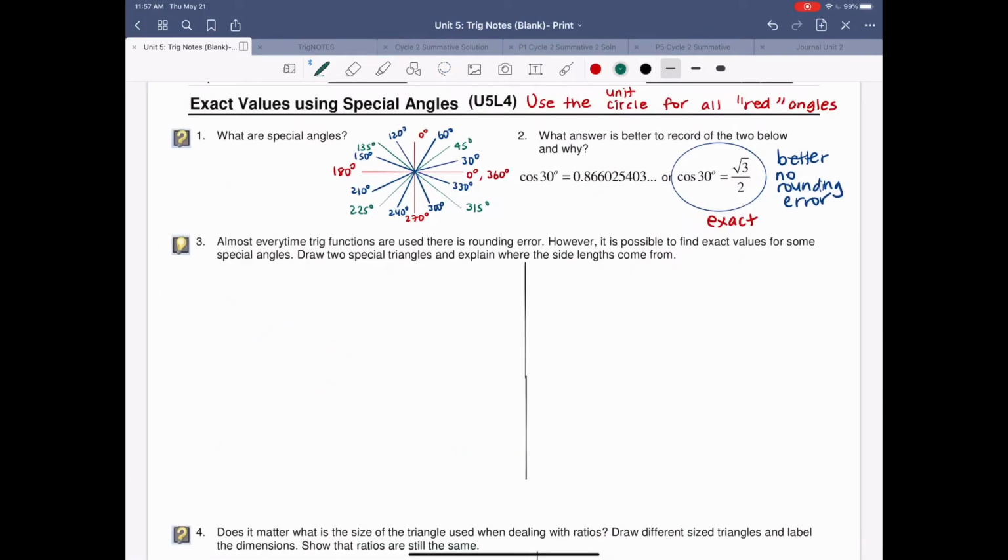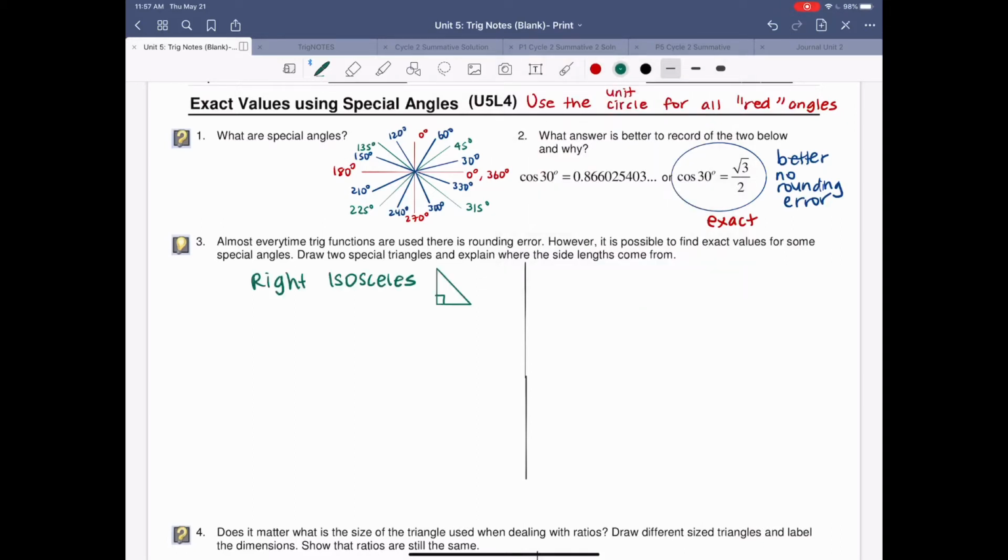For question 3, it says almost every time trig functions are used, there is rounding error. However, it is possible to find exact values for some special angles. Draw 2 special triangles and explain where the side lengths come from. So there are 2 right angle triangles, and I'm going to start off with the first one.